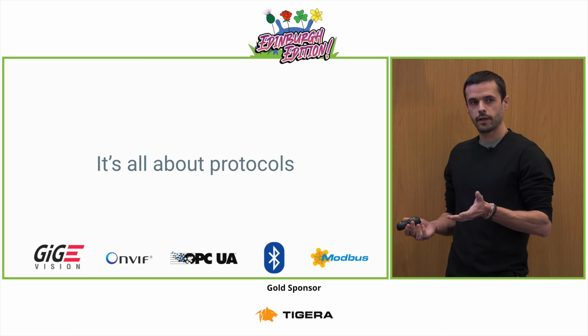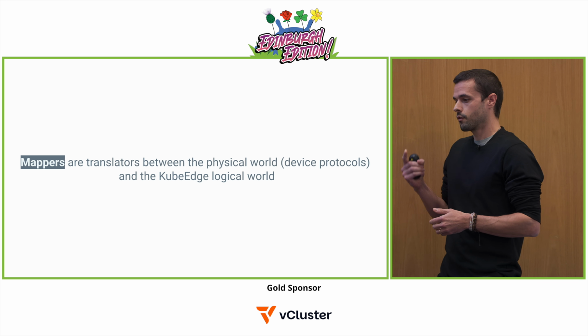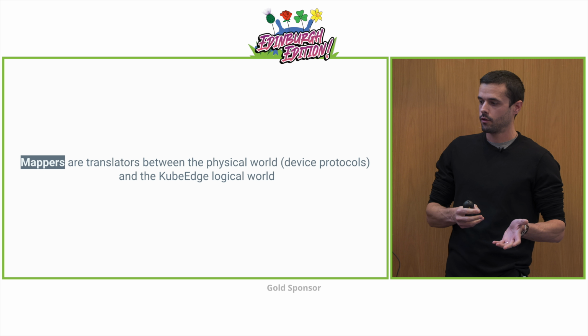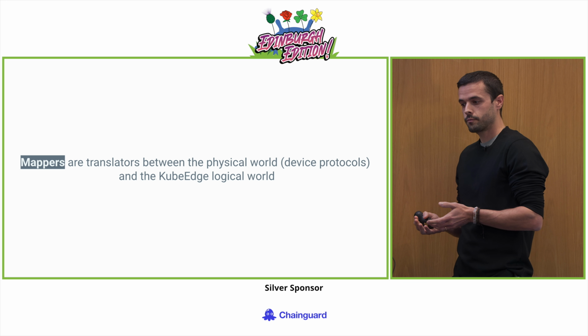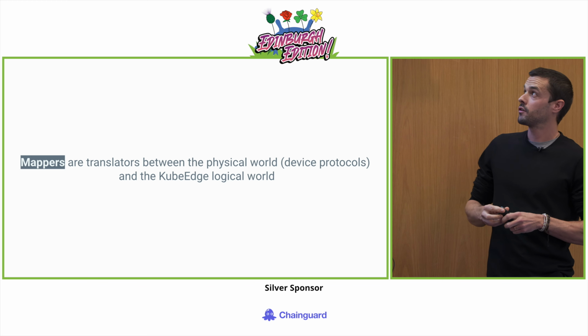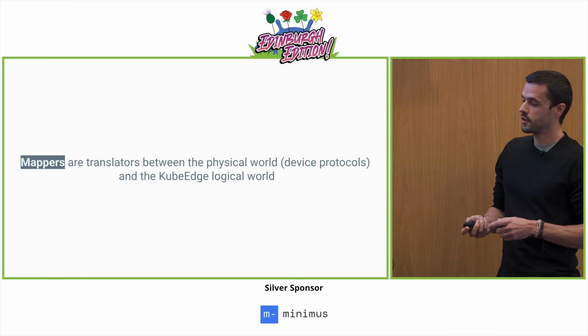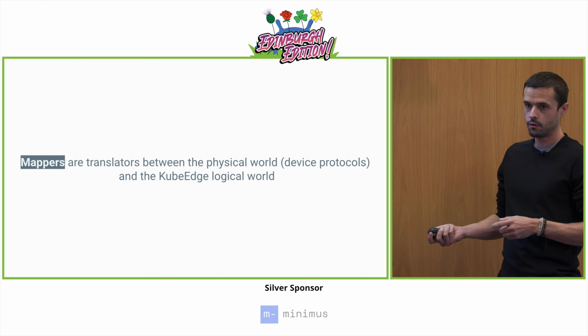So this is where mappers come into play. These mappers are translators between the physical world and the KubeEdge world. And in the industry, we usually refer to them as adapters, like HiveMQ Edge. That's what they call it.